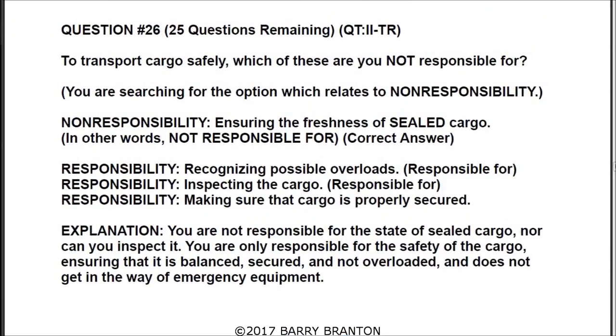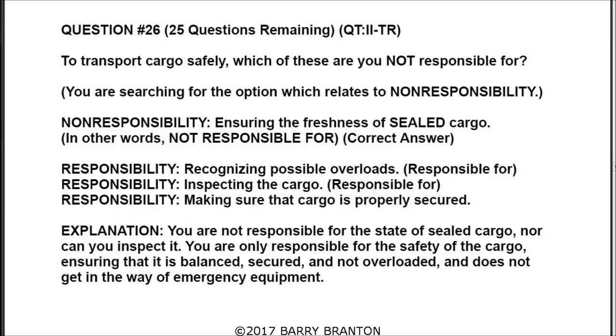Question number 26. To transport cargo safely, which of these are you not responsible for? In this question, you're searching for the option which relates to non-responsibility. What is non-responsibility? Essentially assuring the freshness of sealed cargo. In other words, what you're not responsible for is the correct answer.